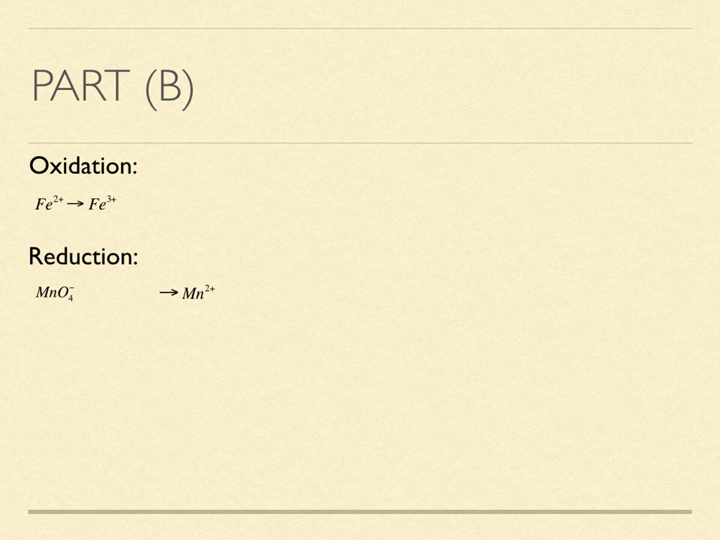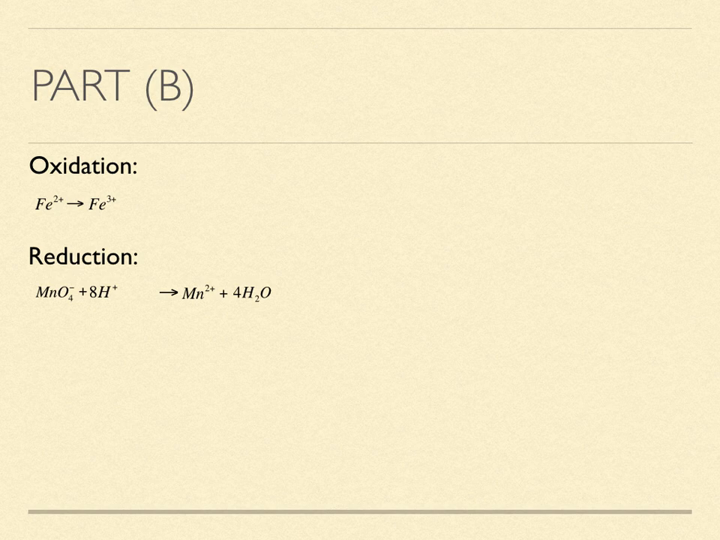Okay, so the first step is to balance the oxygens. In the oxidation half reaction, there are no oxygens. In the reduction, there are 4 oxygens in the reactants, so we have to add 4 waters to the products. The second step is to balance hydrogen. Again, in the oxidation half reaction, there are no hydrogens, and in the reduction, there are 8 in the products, so we have to add 4 hydrogen ions to the reactants.